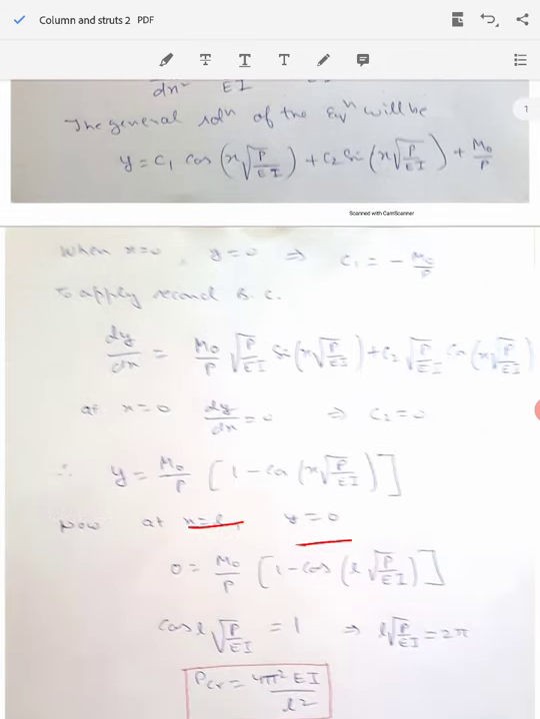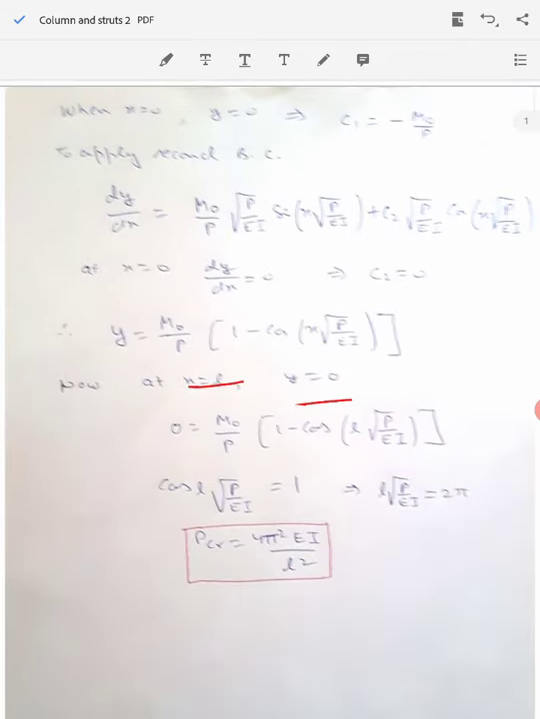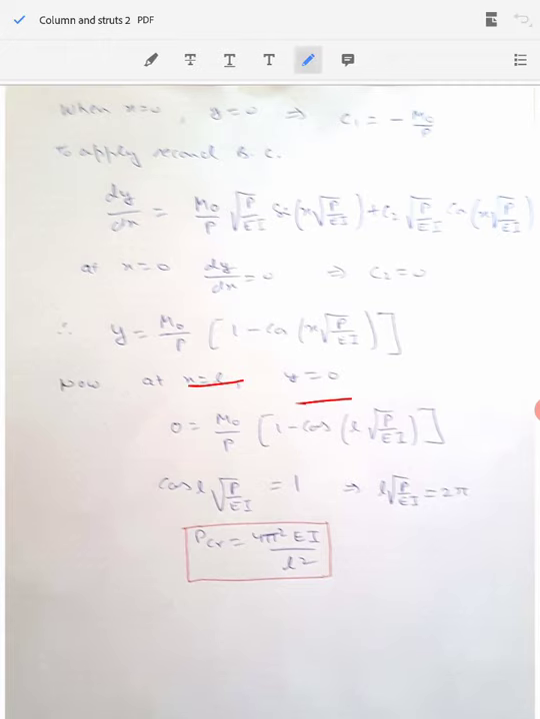So therefore we substitute these boundary conditions, and when we put x equal to L here and y equal to 0, this is going to give us this equation, and we can reduce it as cos L under root of P by EI equal to 1. Cos will be 1 only when theta is equal to 2 pi or 0.